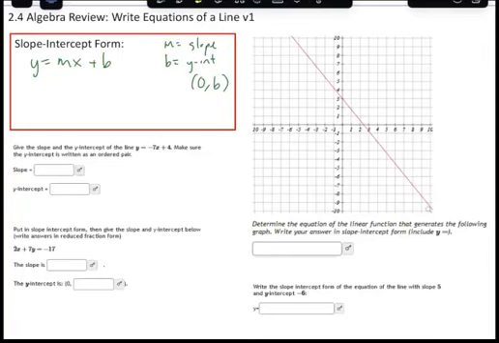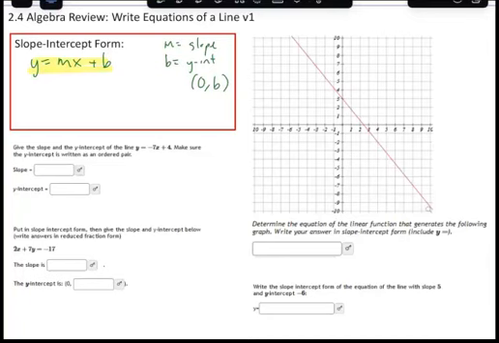And so if you're going to be solving or putting problems in slope-intercept form, point-slope form works great if you're given a point and the slope. Slope-intercept form works the easiest if you're given what the name says, the slope and the y-intercept.